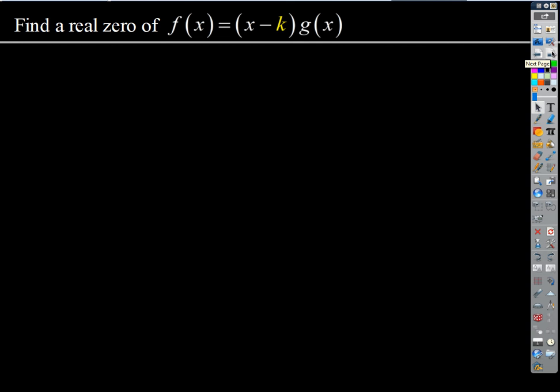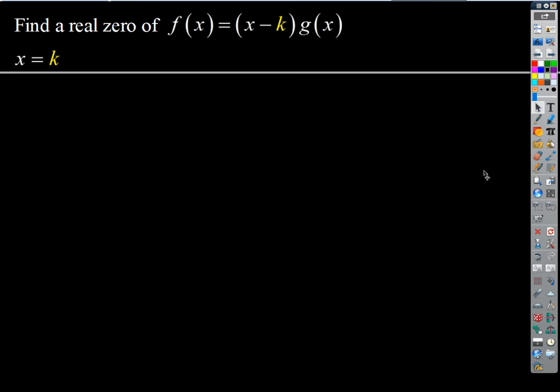I'm finding zeros. What do I do? Where the function equals 0. Yeah. So I can just set it equal to 0. And what do I get if I set it equal to 0? Yeah. We don't know what g of x is, so we can't really find any zeros of that one.